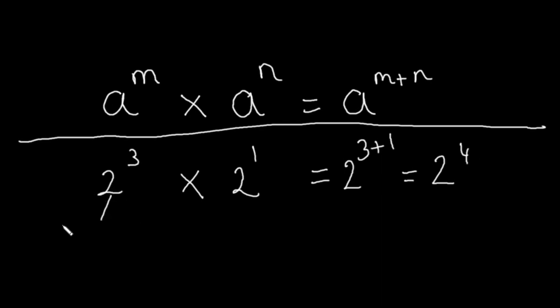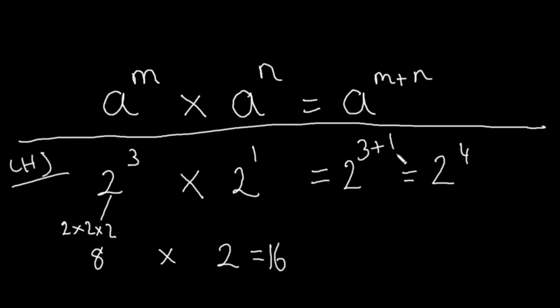And we can actually test this, right? 2 to the power of 3 is 2 times 2 times 2, which is 8. And 2 to the power of 1 is just 2. So we have 8 times 2, and that's 16. So we've tested the left-hand side of the equation here. We have our left-hand side. And on the right-hand side, we have 2 to the power of 4.